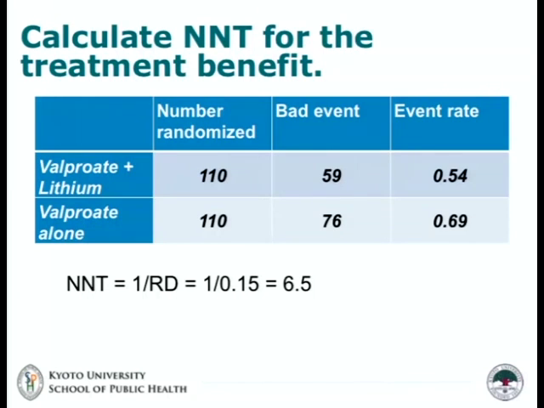The NNT represents the number of people you need to treat with the intervention in question in order to get 1 less harmful outcome or 1 more beneficial outcome over the control condition. Therefore, you need to treat approximately 7 patients with the valproate plus lithium combination therapy for 24 months in order to have 1 less mood episode requiring treatment change than when you treated them with the valproate alone regimen.